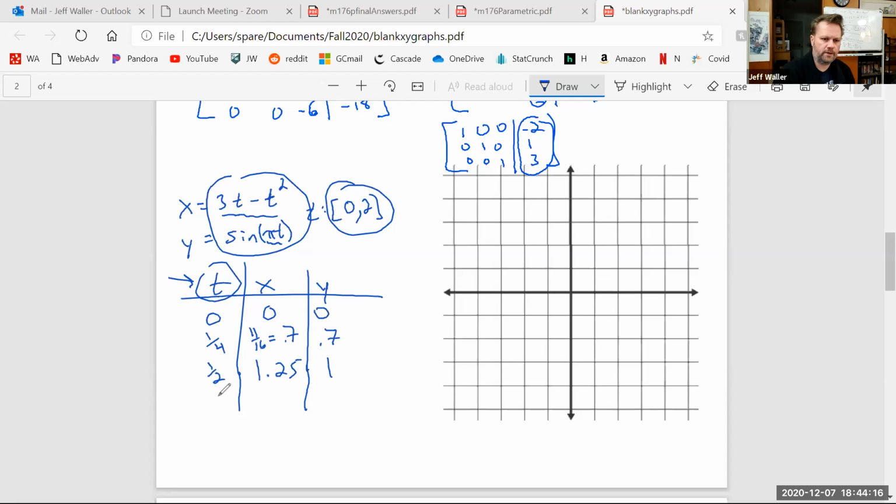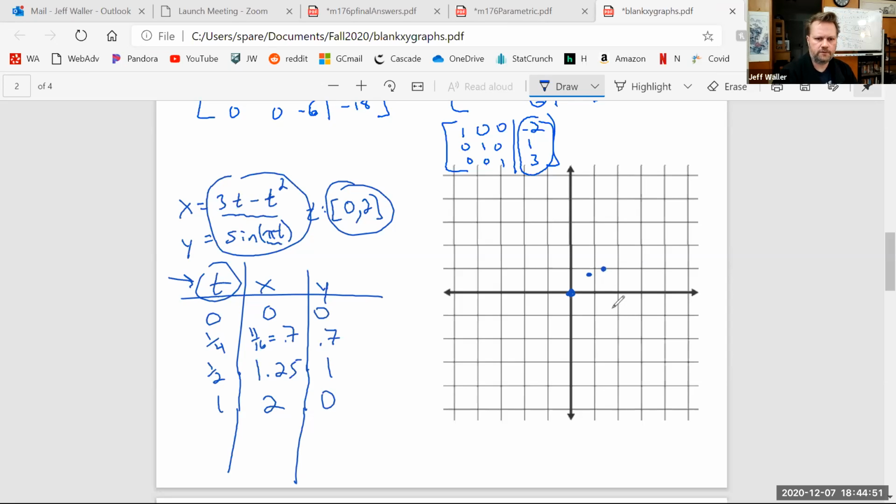Maybe we can take a bigger step here. Let's go to 1. Let's be crazy. Sine of pi is 0. 3 minus 1 is 2. That's huge. It's good news. So let's see what we got so far. We got 0, 0, 0.7, 0.7, 1.25, 1.